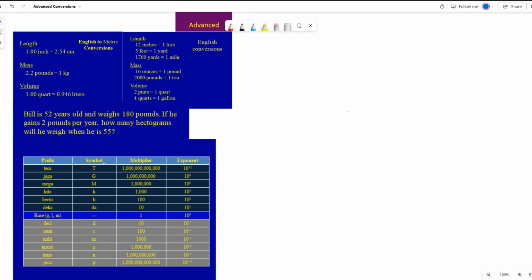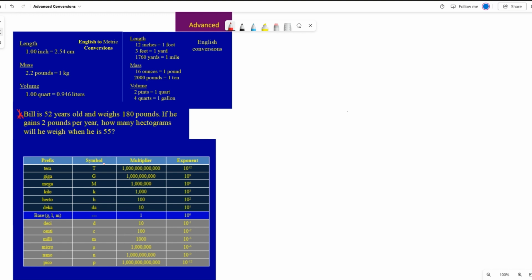It says Bill is 52 years old and weighs 180 pounds. If he gains 2 pounds per year, how many hectograms will he weigh when he is 55?